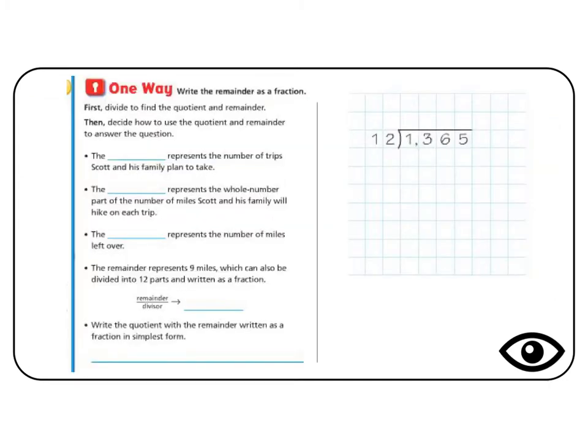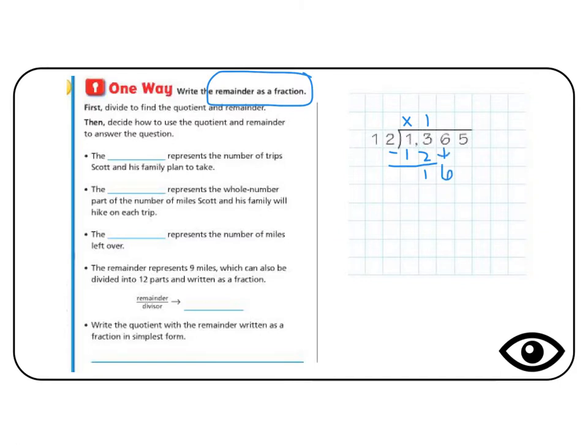It says we are going to write the remainder as a fraction. We practiced this the other day, but before we can do that, let's go ahead and divide. So 12 has to travel together. How many times can 12 go into 13? It can't go into just 1. It has to go into 13, and it goes in 1 time. 12 times 1 is 12, and we subtract to see what's left over. 13 minus 12 is 1 left over, and now we bring down the 6.